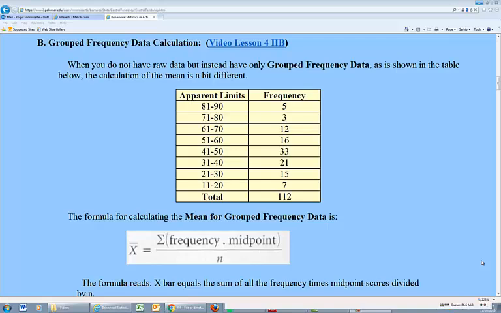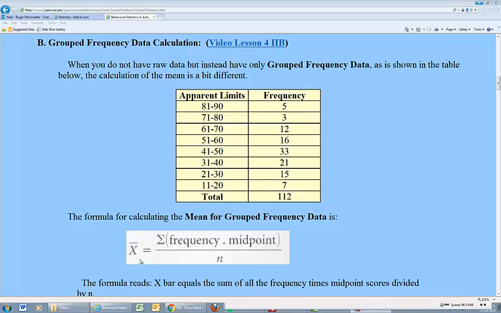Now it's time to calculate the mean for grouped frequency data. These calculations are a little tricky because we don't have the raw scores. But assuming this is our data set right here, and all we have are the intervals and the frequencies, we're forced to use this formula.